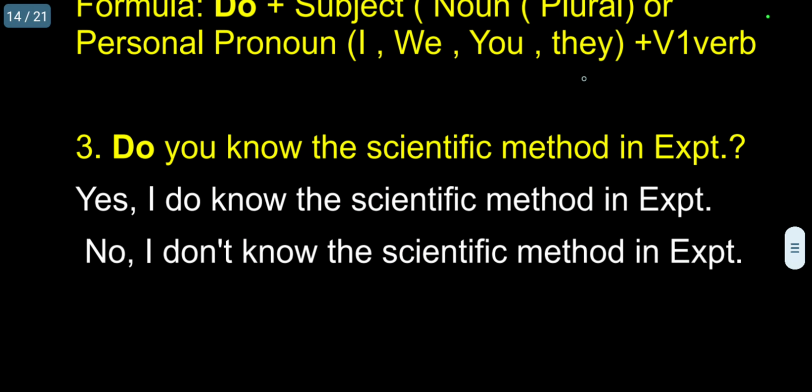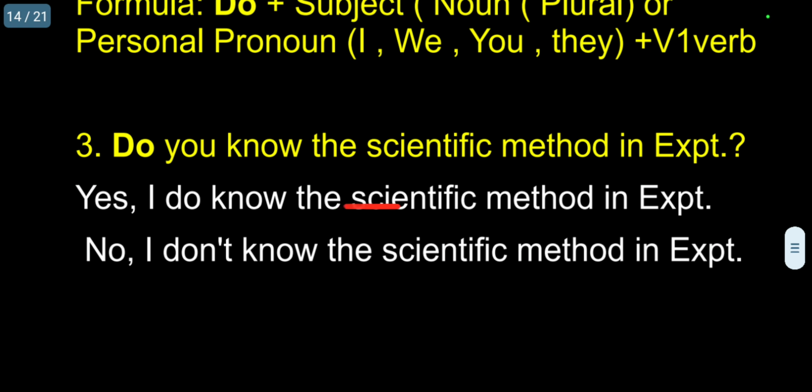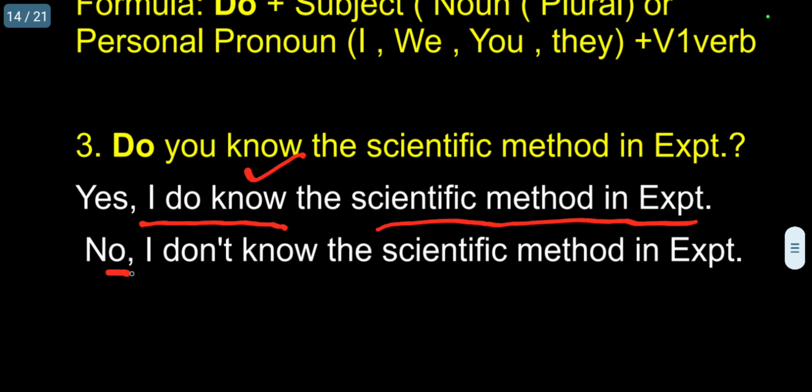The third one. Do you know the scientific method in experiment? If yes: yes, I do know the scientific method in experiment. Here, know is the main verb, do is the auxiliary. If it is negative: no, I don't know the scientific method in experiment.